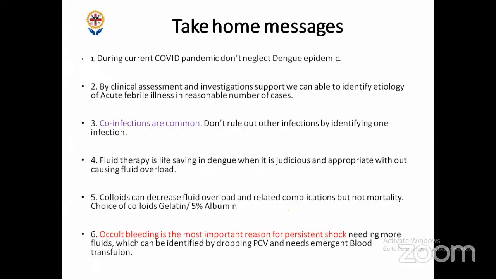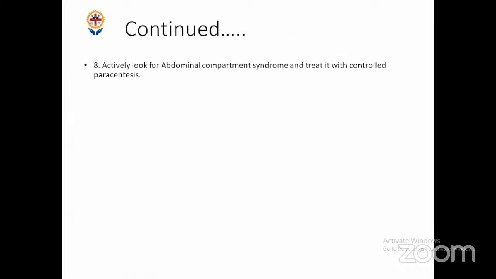And think of occult bleeding. If you have persistent shock, especially in the setting of a drop in PCV, think of occult bleeding. Don't wait for the PCV to drop below 30, saying that you need to transfuse blood only when Hb is less than 10. That is not a scenario in dengue. Even if PCV is falling from 45 to 40 and shock is persistent, think of occult bleeding and give blood transfusion.